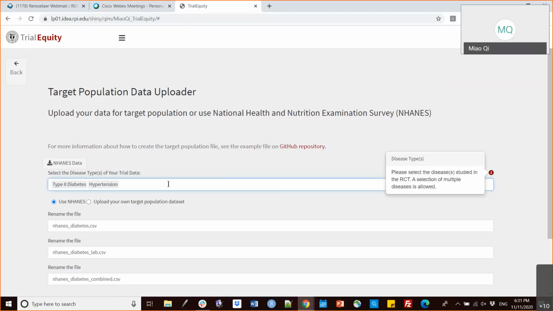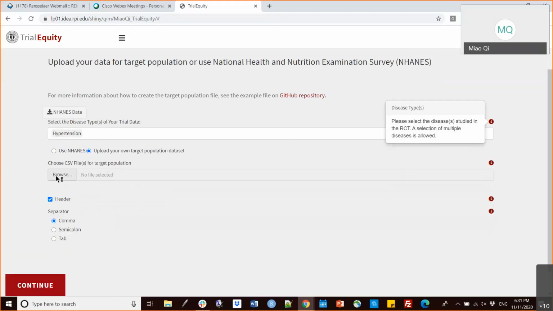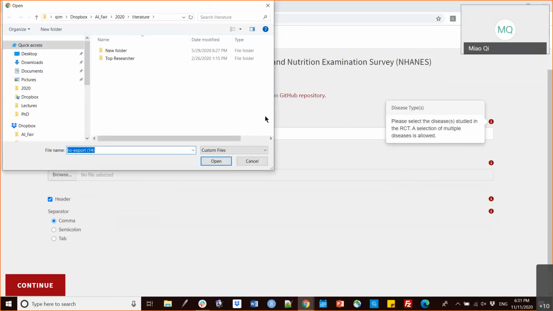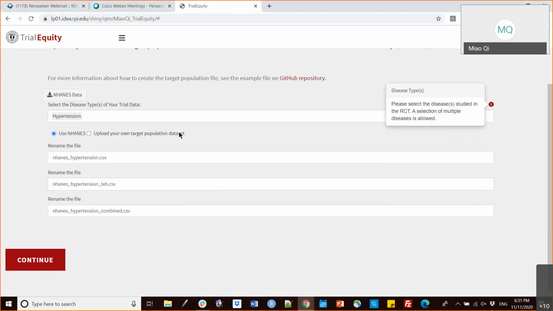And then after you select the disease that you want to explore, here you need to upload the target population information, which we need to use to estimate your target population statistics. So here, when you click upload your own target population data set, you can just upload whatever you have and you want to use as your target population estimation. But also you can select to use our sample data, that is the enhanced data.